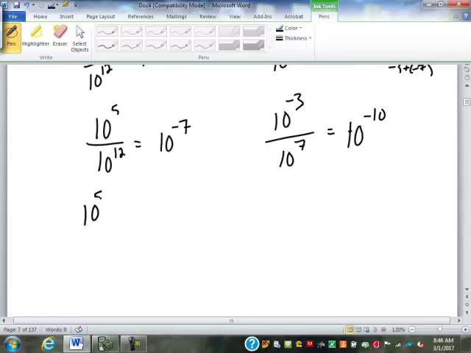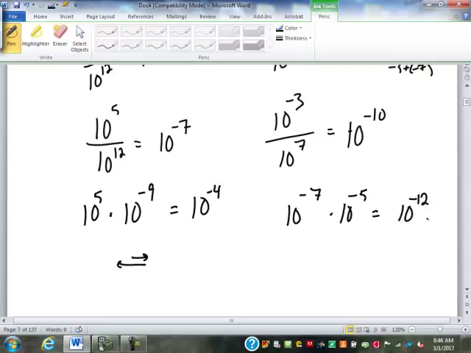So what if I had 10 to the 5th times 10 to the negative 9th? When I'm multiplying, I do what with the powers again? Add them. So 5 plus negative 9 is negative 4. 10 to the negative 7th times 10 to the negative 5th. 10 to the negative 12. Good.